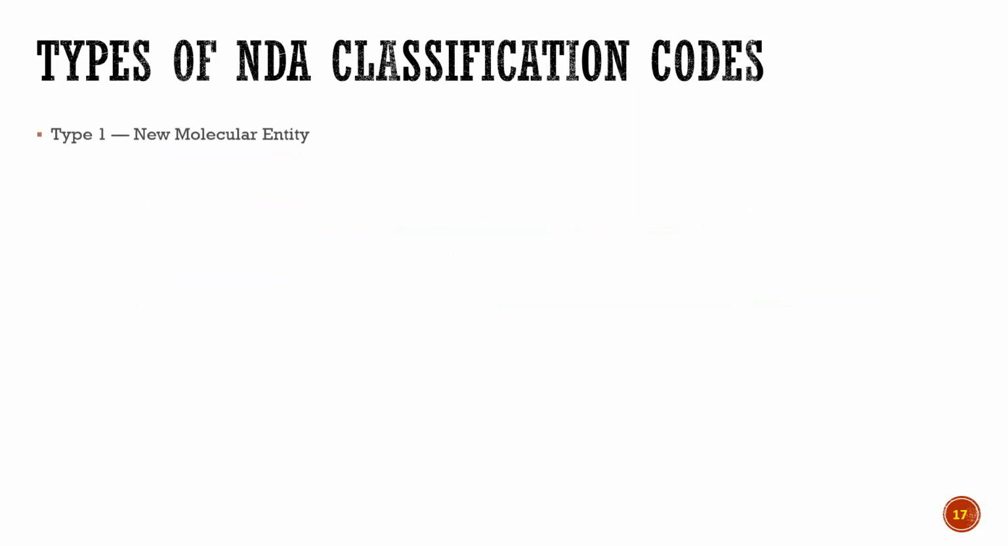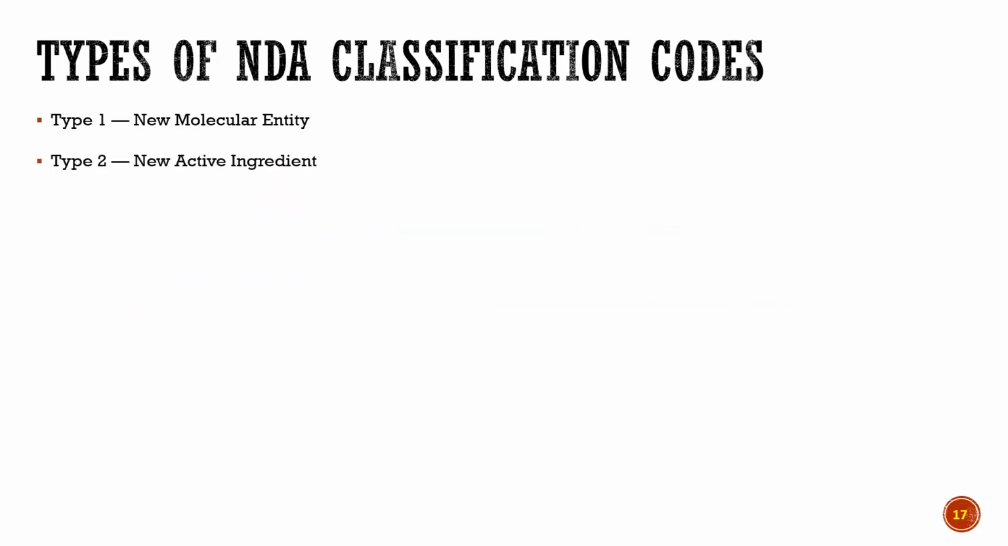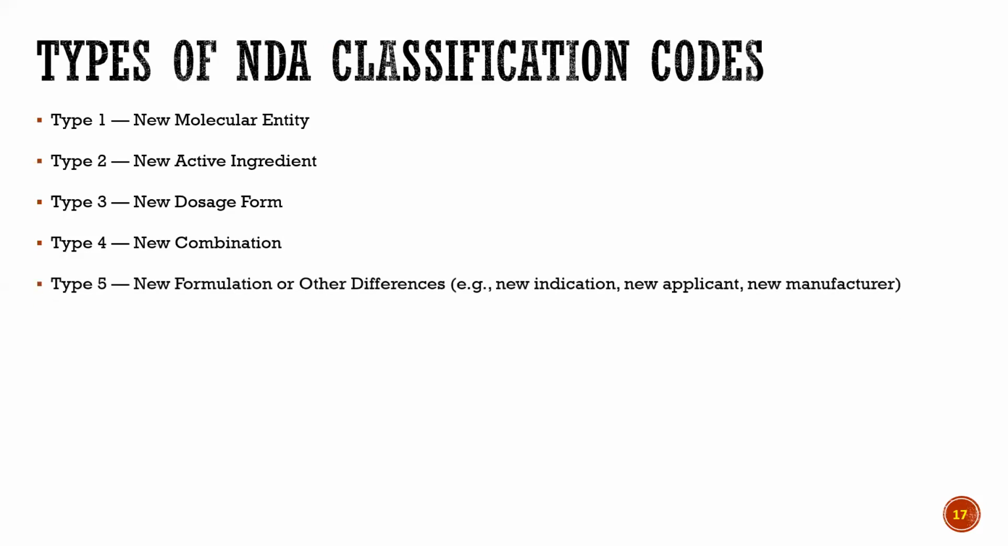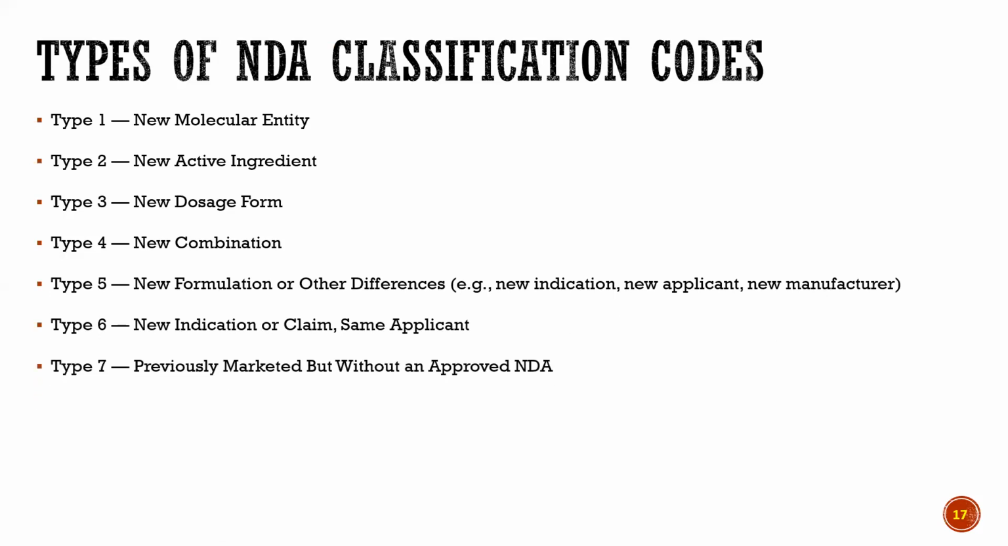classification codes. The first type is new molecular entity. The second one is new active ingredient, and the third one is new dosage form. Type 4 is new combination. Type 5 is new formulation or other differences, for example, new indication, new applicant, new manufacturers. Type 6 is new indication or claim when we have the same applicant. Type 7 is previously marketed but without an approved NDA. Type 8 is prescription drug to over-the-counter medicine.